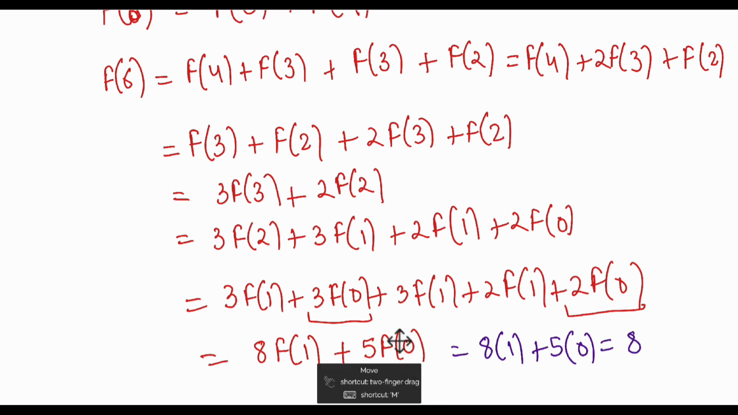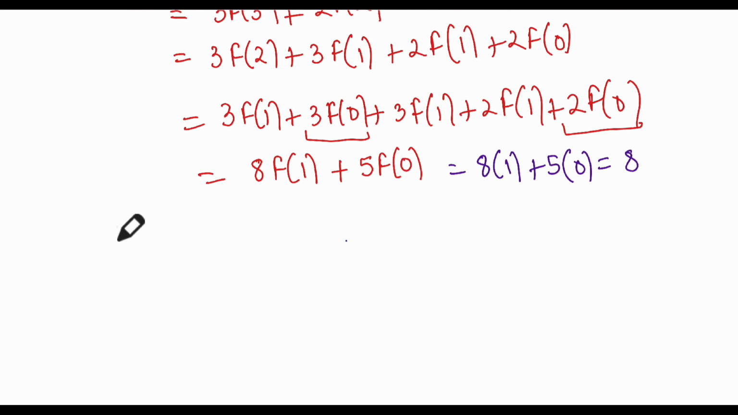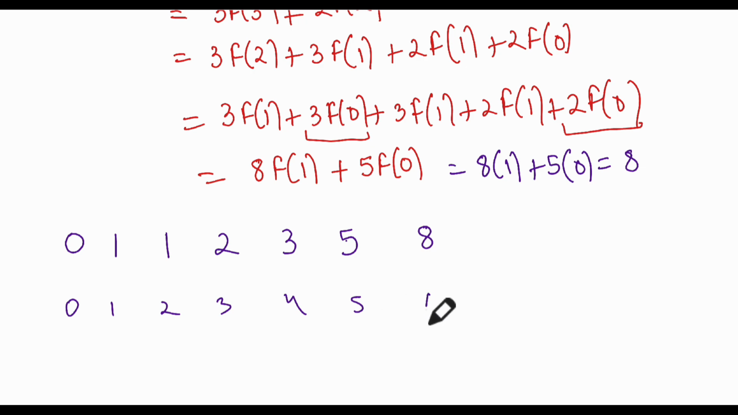Okay, let us try to generate the Fibonacci directly. So Fibonacci of 0 is 0, of 1 is 1, of 2 will be equal to 1, of 3 will be 2, of 4 will be 3, of 5 it will be 5, and the Fibonacci of 6 will be equal to 8, right? So this is Fibonacci of 0, 1, 2, 3, 4, 5, 6, and that is how it is generated.